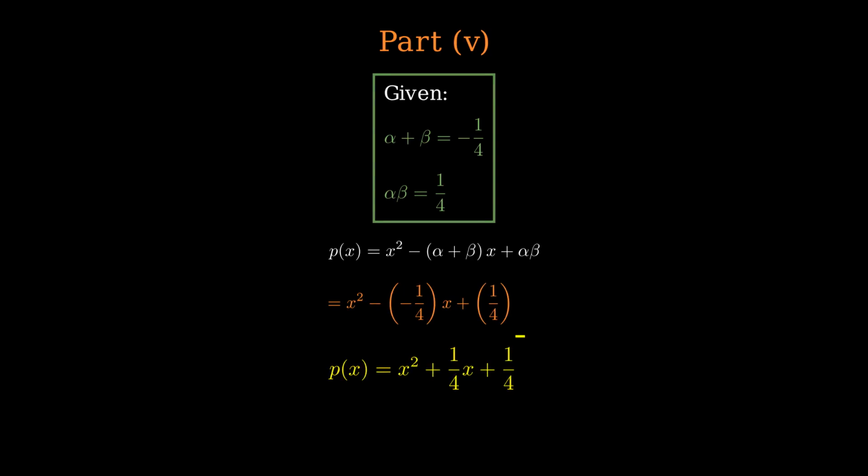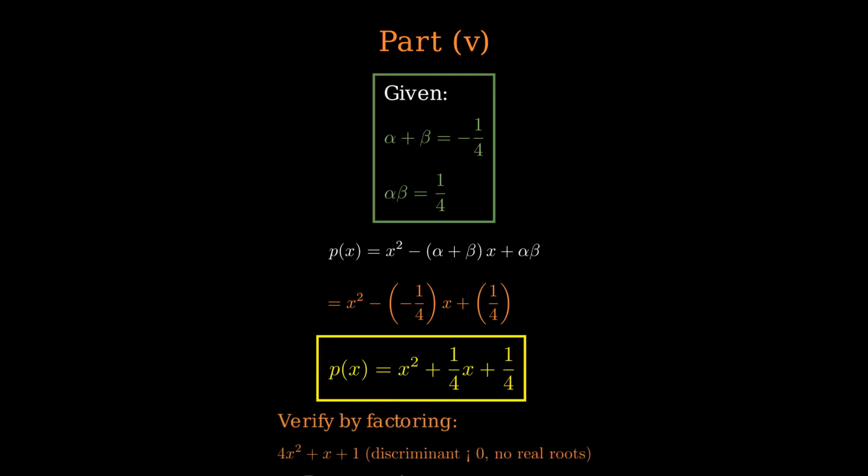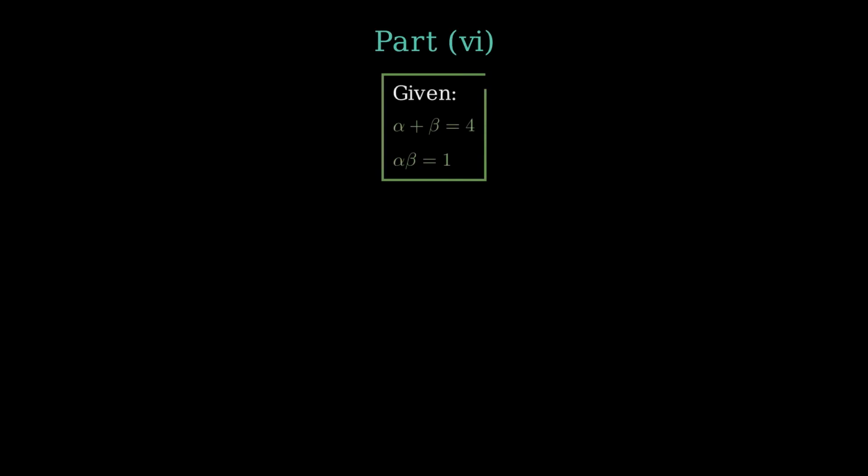Part 6. The sum of zeros is 4 and the product is 1. Substituting, P of x equals x squared minus 4x plus 1. This cannot be factorized simply, so we leave it in this standard form. Let us review the key insight across all 6 parts. We are using the reverse direction of the coefficient relationships.